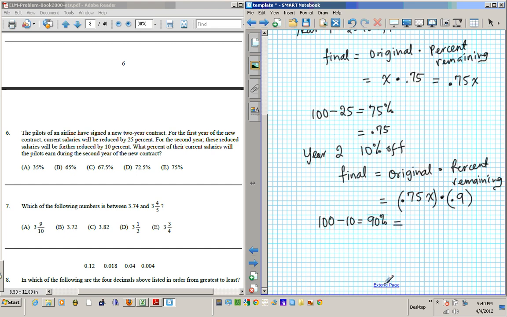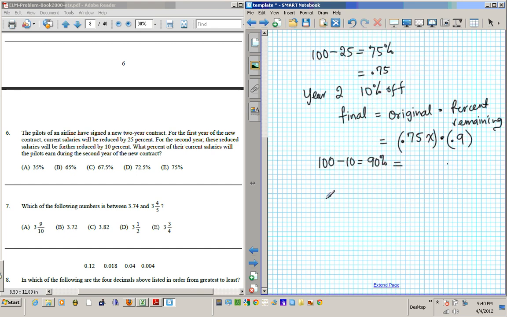Alright? So what is 0.9 times 0.75? We can do the math over here. 75 times 0.9. 9 times 5, 45, 5 carry 4. 9 times 7, 63, plus 4 is 67. We have 3 decimal places, 1, 2, 3, so the decimal is going to go 1, 2, 3. Okay? So it's going to be 0.675x. Okay? So it's going to be 0.675 of the original amount.